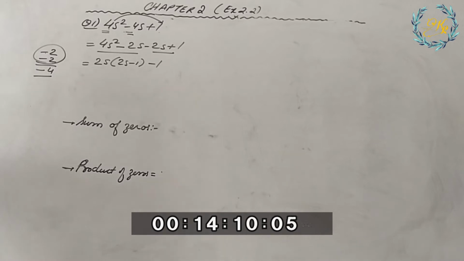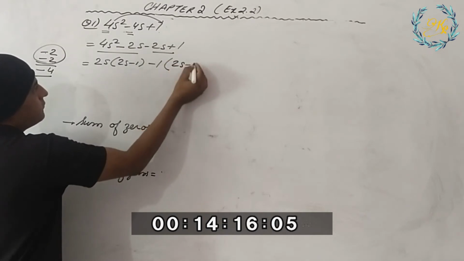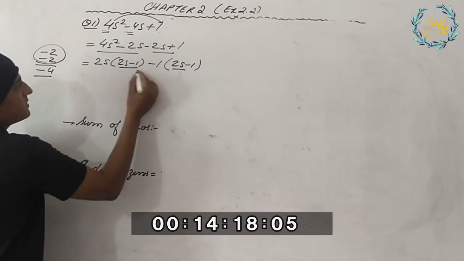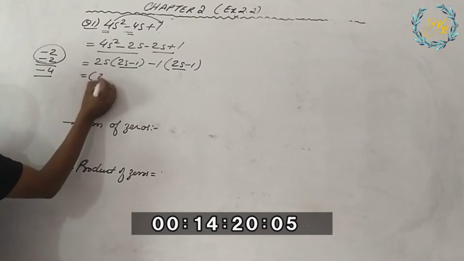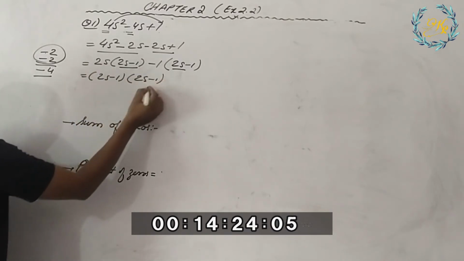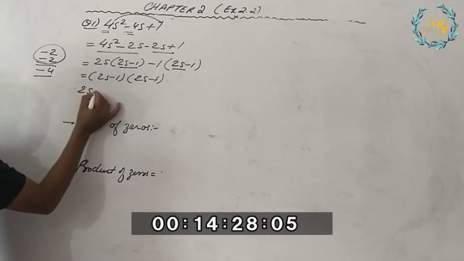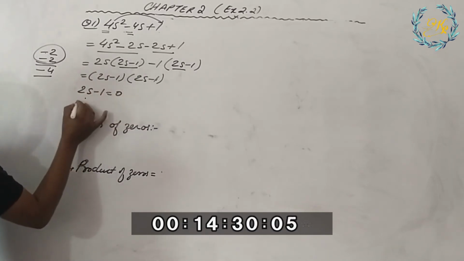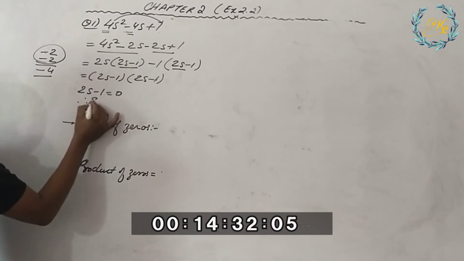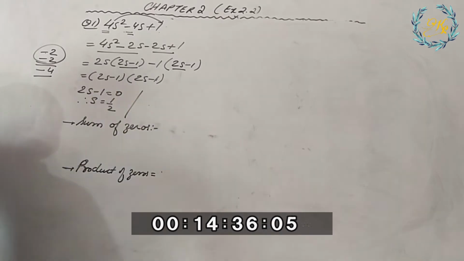When you take 1 as common, then inside the bracket you will repeat this factor. You can see this, these two are same. So one of the factors is 2s minus 1 and the other is also 2s minus 1. Comparing it with 0, 2s minus 1 is equal to 0, therefore s is equal to 1 upon 2. Similarly, you get the same answer here.